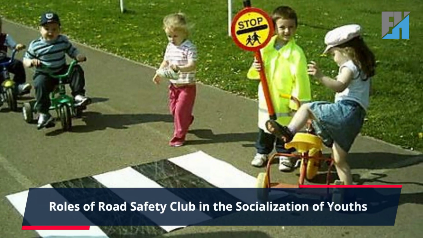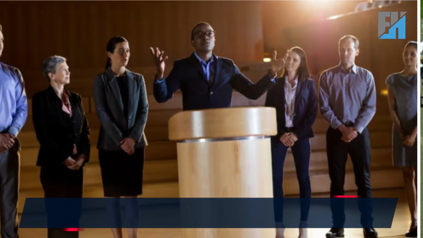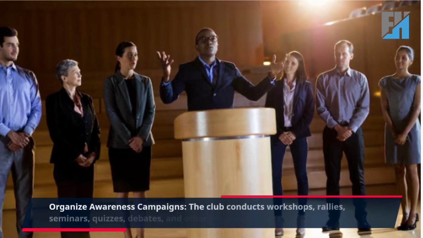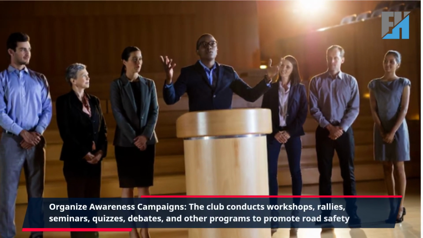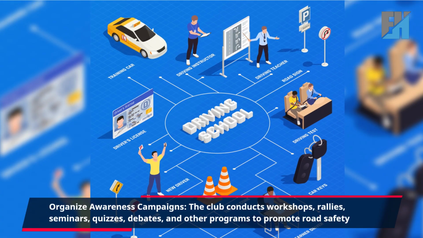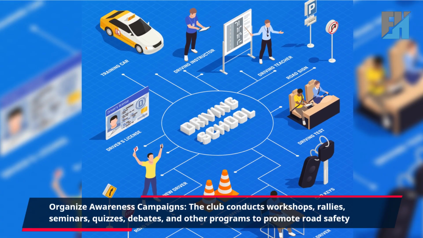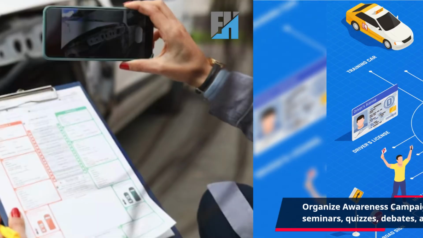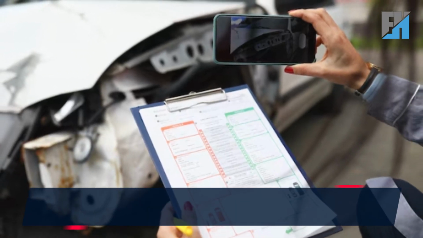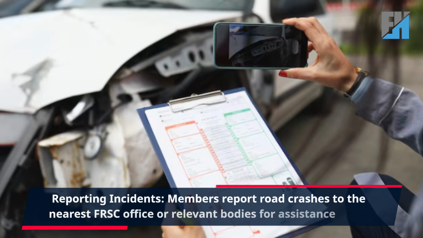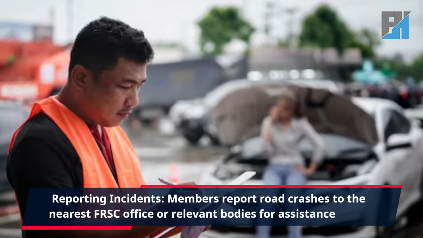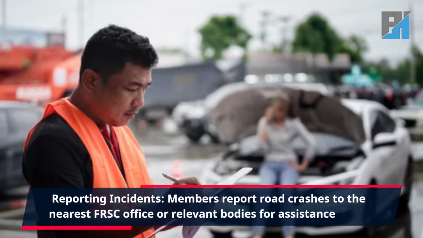Roles of Road Safety Club in the socialization of youths. 1. Organize awareness campaigns. The club conducts workshops, rallies, seminars, quizzes, debates, and other programs to promote road safety. 2. Reporting incidents. Members report road crashes to the nearest FRSC office or relevant bodies for assistance.